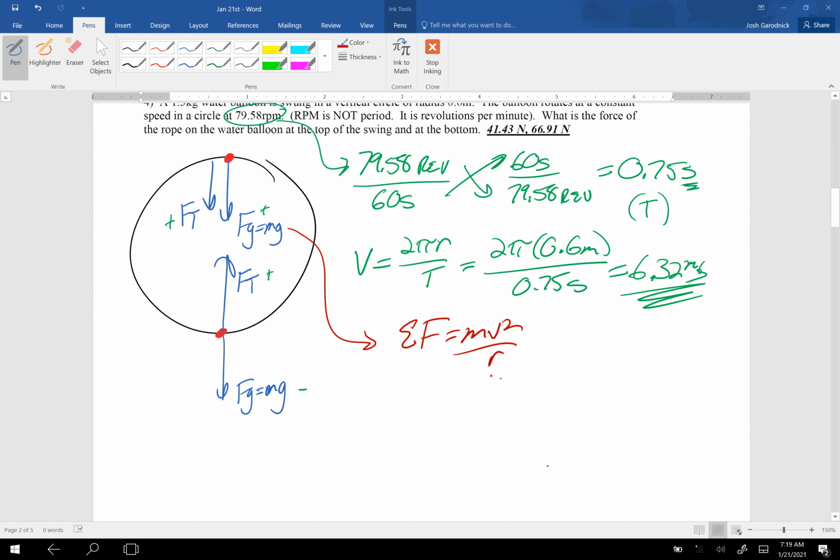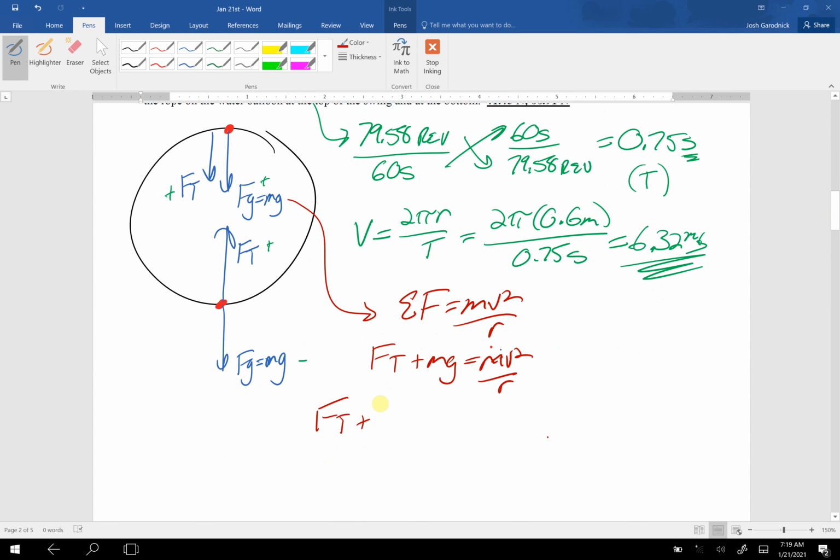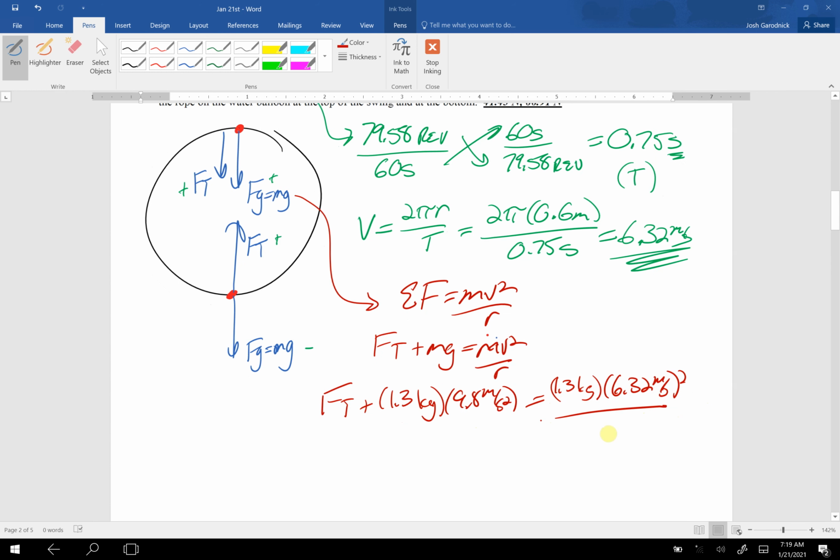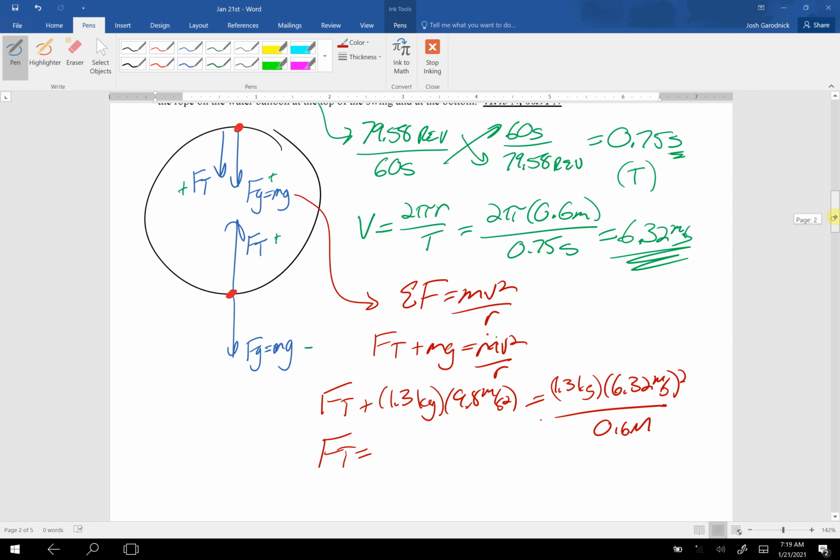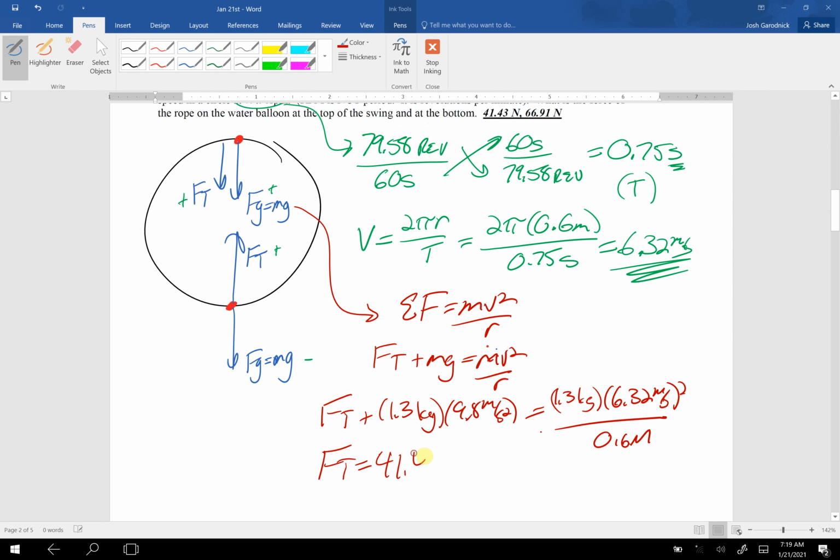For the one on the top, we have Ft positive, mg positive equals mv squared over r, or we're solving for the tension. That's Ft plus the mass, 1.3 kilograms, times 9.8 meters per second squared equals mass, 1.3 kilograms, velocity squared, all over r, which was 0.6 meters, and we will find out that the tension at the top is equal to, hopefully, whatever that answer says, 41.4 newtons.